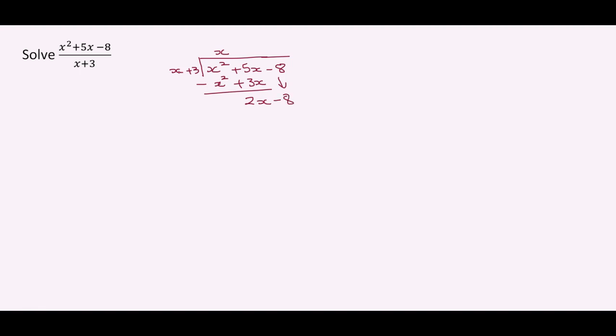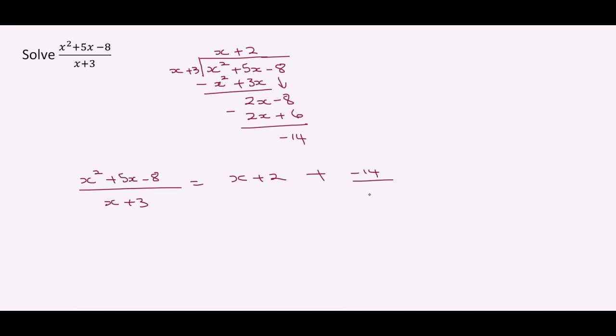So 2x divided by x, you're going to get plus 2. 2 multiplied by x plus 3, so you have 2x plus 6. Now you subtract. So minus 8 minus plus 6 is going to be minus 14. So x squared plus 5x minus 8 over x plus 3 is going to be x plus 2 plus minus 14 over x plus 3. Let's try another example.